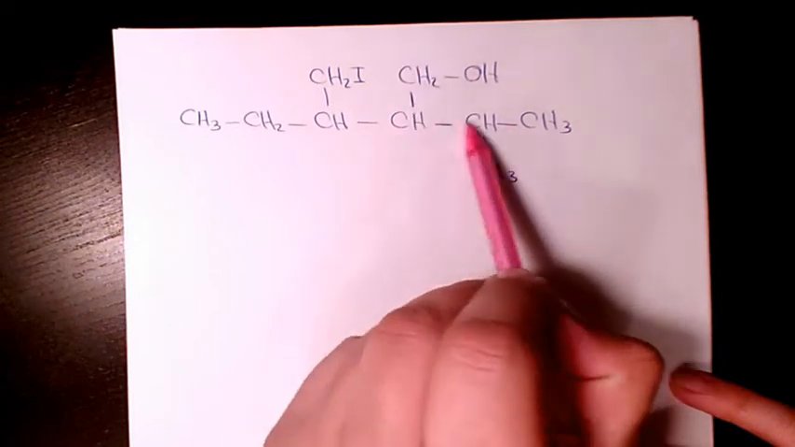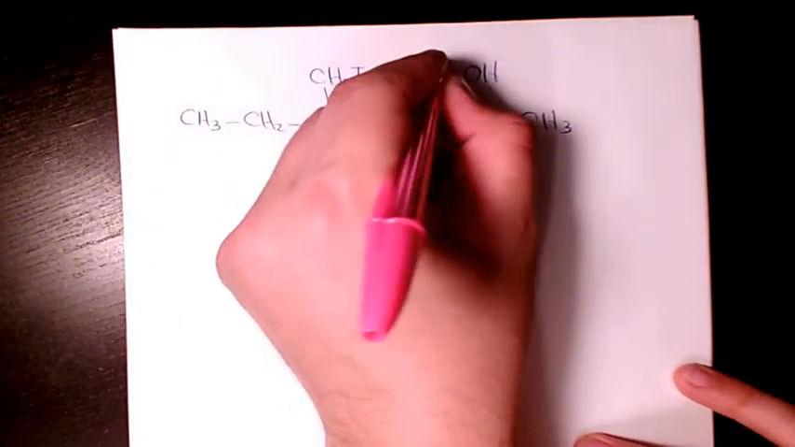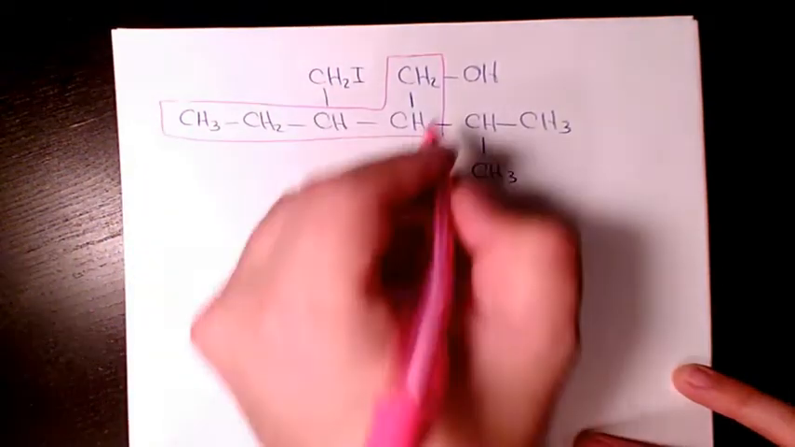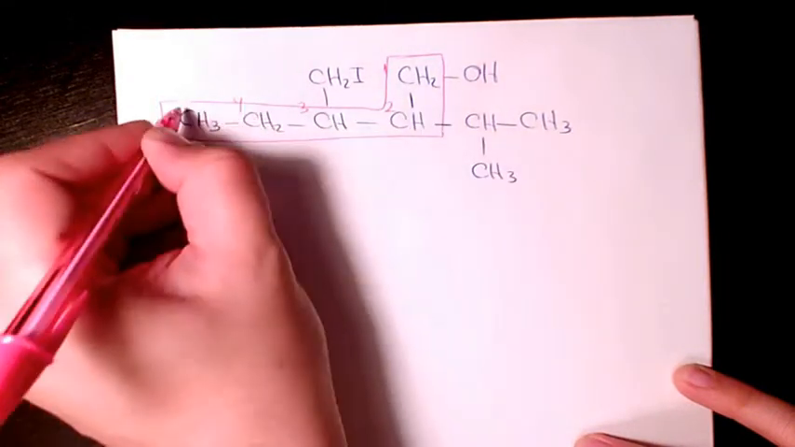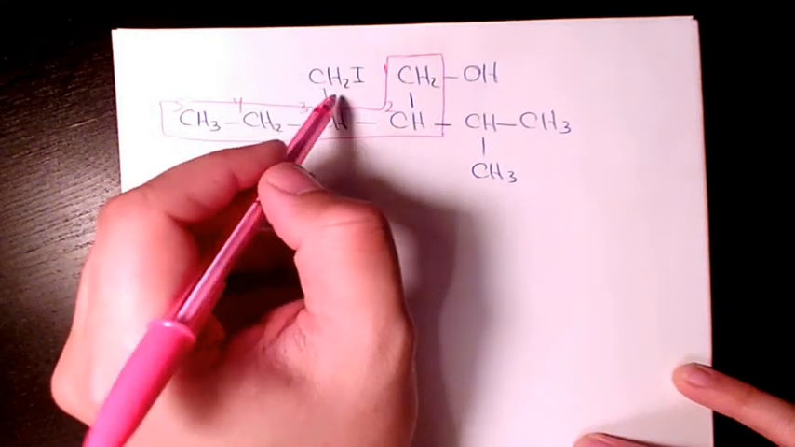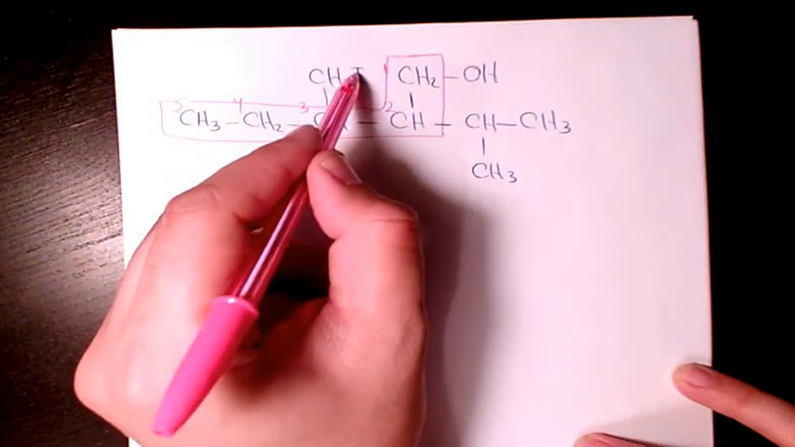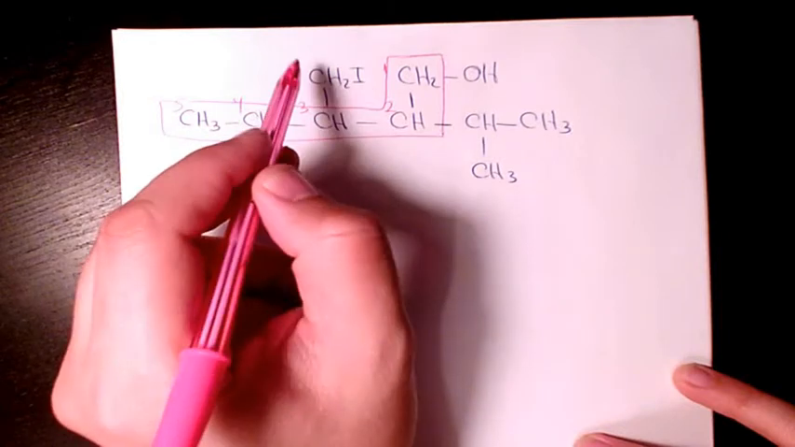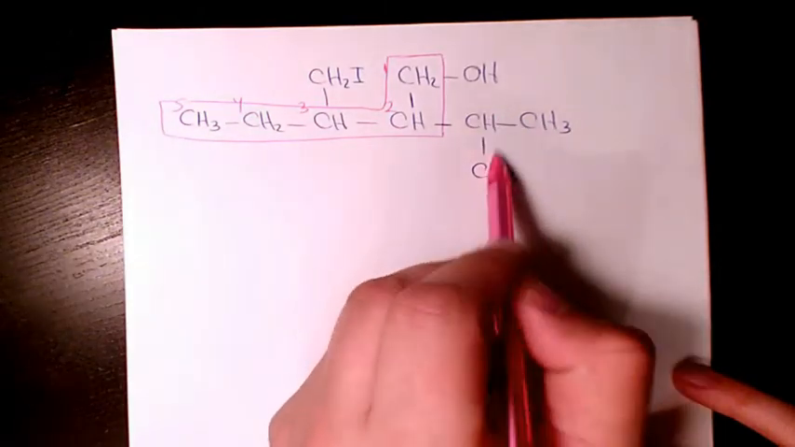So we have one here, so this one is bigger, so we can say this one is the longest chain, and we need to start from here. 1 2 3 4 5, and the substituents here we have methyl, which one of the hydrogen is substituted by iodine, so we have iodomethyl, and here we have isopropyl.